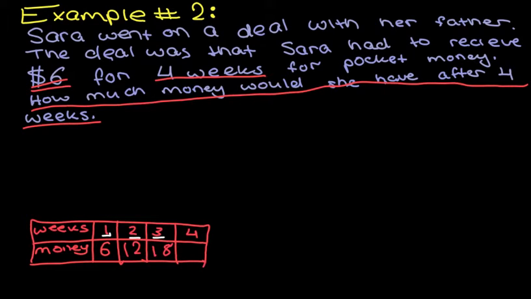By the end of the 4th week, she would have $24 because 6 times 4 is 24. So to find the rule for this, if this part is x and this part is y, the rule is y equals 6x.